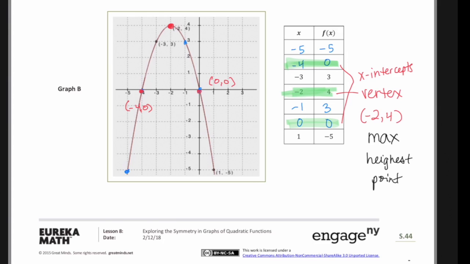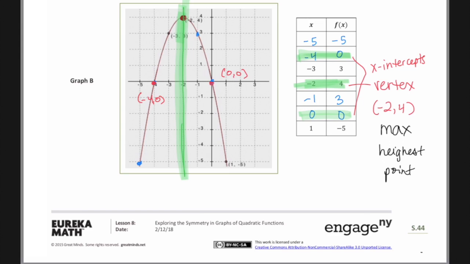Now, once I identify my vertex, I can look for my axis of symmetry, and that is the line that's going to cut through this graph right in the middle. And my vertex is at x equals -2, and so that's where I'm going to draw my line at x equals -2. And that is going to be my axis of symmetry. So basically, every point on this graph who shares the same y value is going to be the exact same distance from the axis of symmetry.